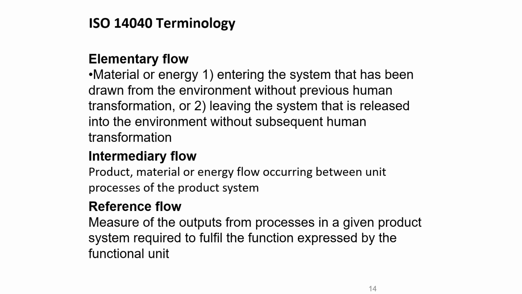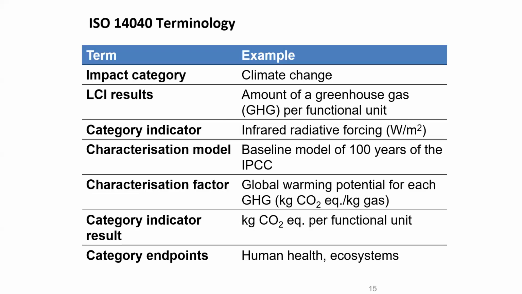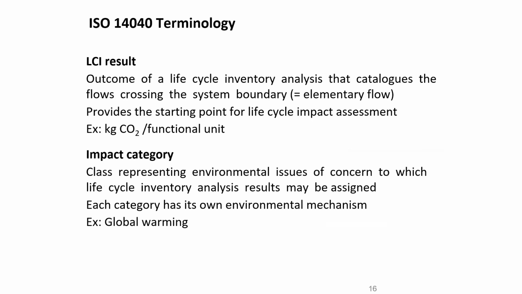Intermediate flow is the product, material, or energy flow between the unit processes. Reference flow is the measure of the output from a process in a given product system needed to fulfill the function expressed by the functional unit. In terms of ISO terminology, an impact category example could be climate change. Your LCA result is the amount of greenhouse gases per functional unit. For the category indicator, we use infrared radiative forcing. We use a baseline model of 100 years of IPCC. The characterization factor is the global warming potential in kg CO2 equivalent, and the endpoint is human health and ecosystem impact.